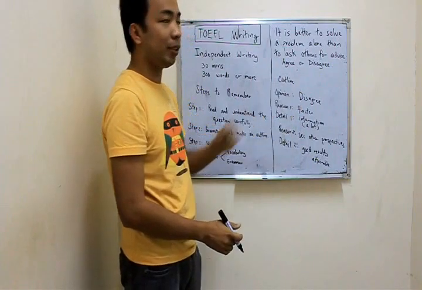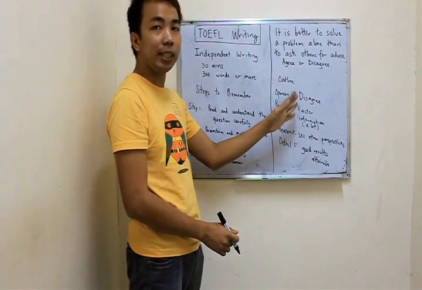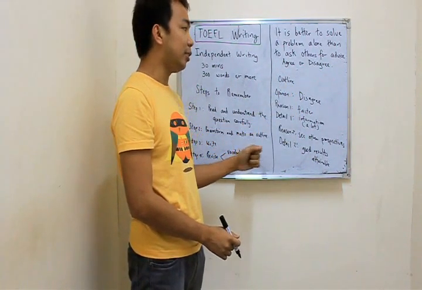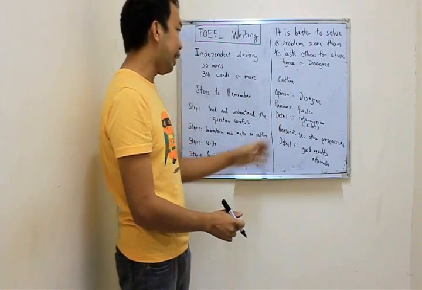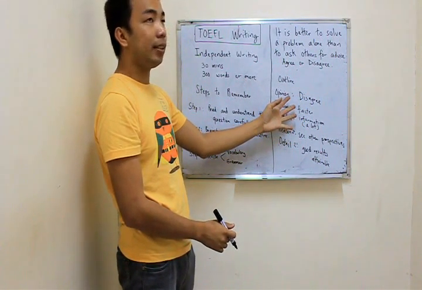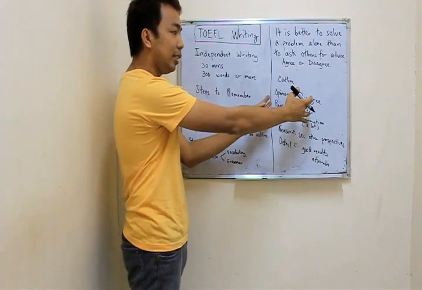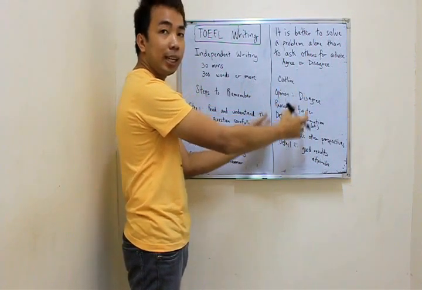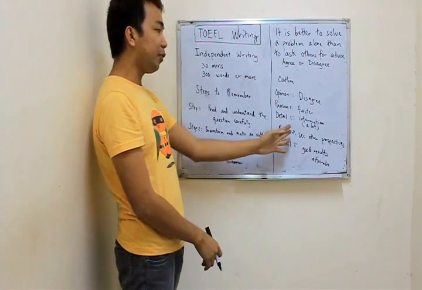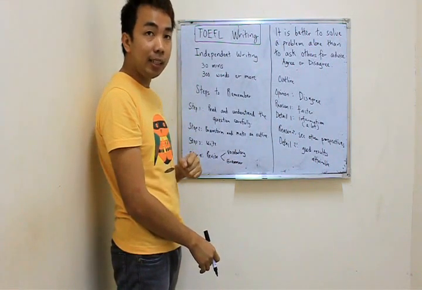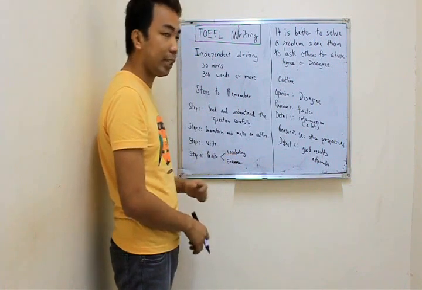Okay, so this is an example outline. You don't need to write complete sentences. You can just use keywords. After you make an outline, the next thing that you're going to do is to write your essay. This outline will serve as your guide in making your essay. Then after you write your essay, the next thing that you need to do is to revise.